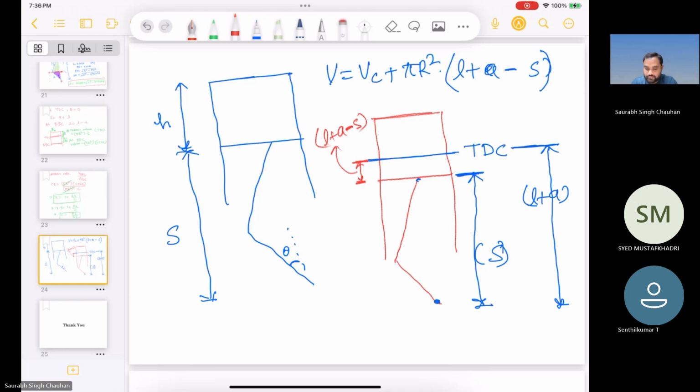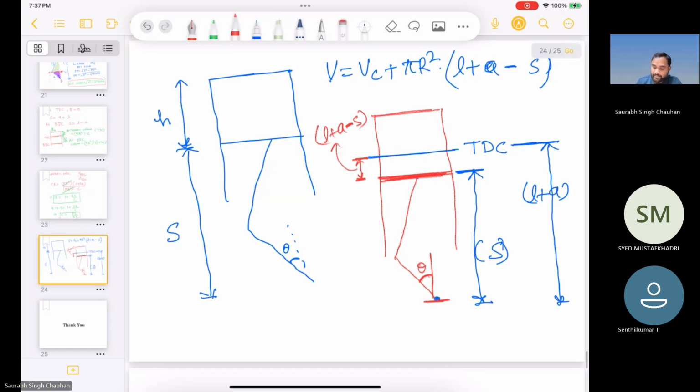Is it clear? Okay, sir. Because the distance from TDC to the center of the crank is L plus A, and at any theta the distance of the piston from the center is given by S, the formula that we have derived. So the distance from TDC to the piston position at any theta will be L plus A minus S.